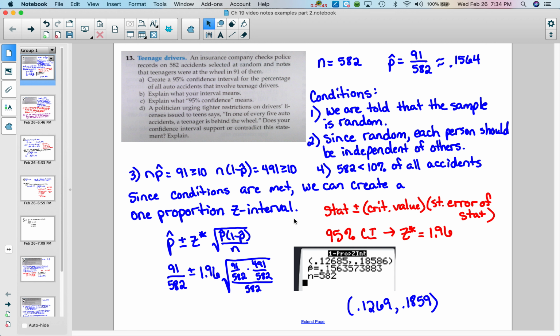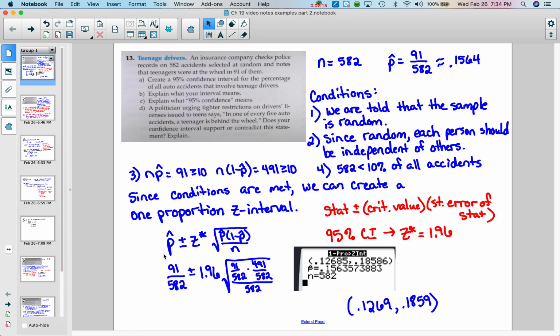Like I've said before, get in the habit of naming your interval. It's very important. So here is our recipe for the confidence interval. We take our statistic plus or minus our critical value times the standard error of the statistic. Keep in mind that is on your yellow sheet, so if you're not sure where that is, you might want to double check that. Then we know our critical value for a 95% confidence interval, the z-star, is 1.96.